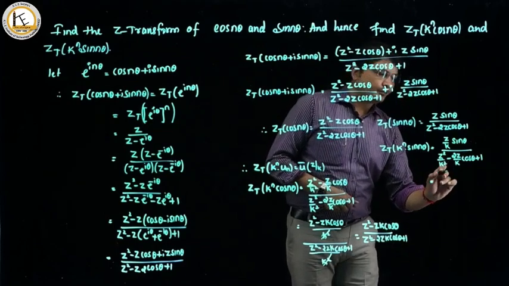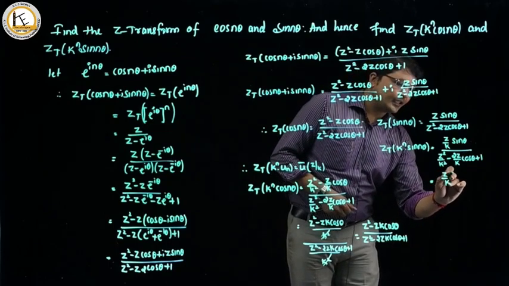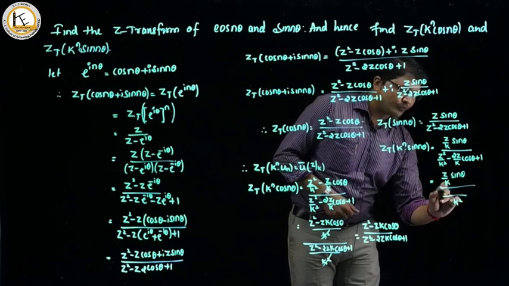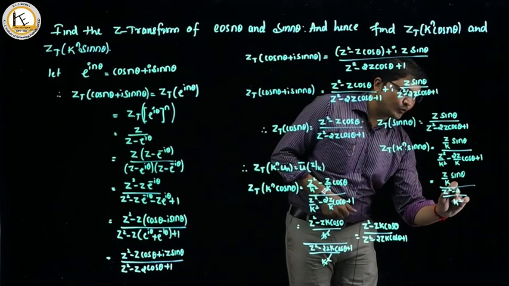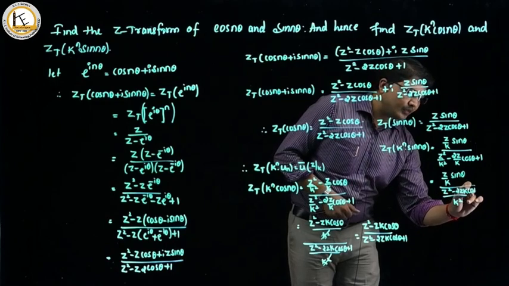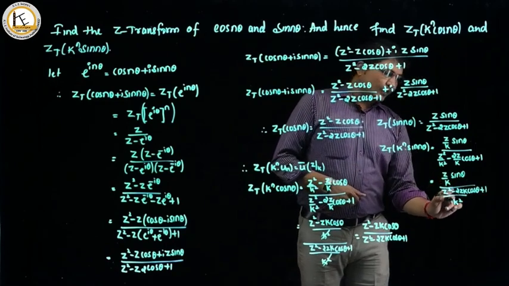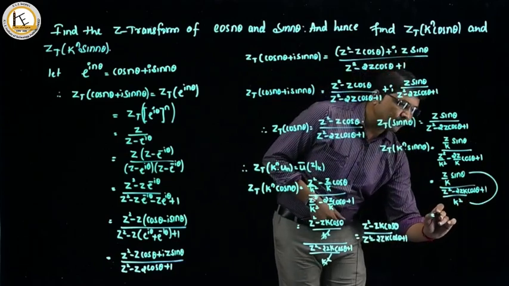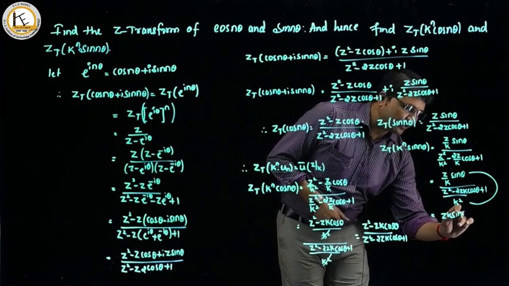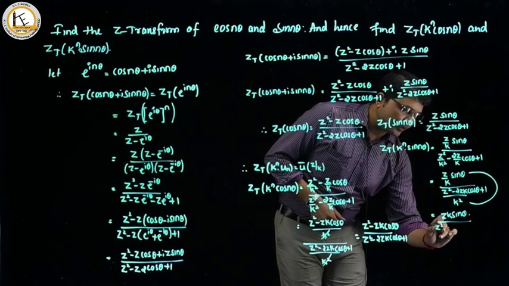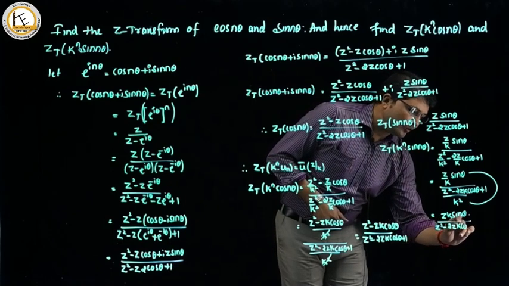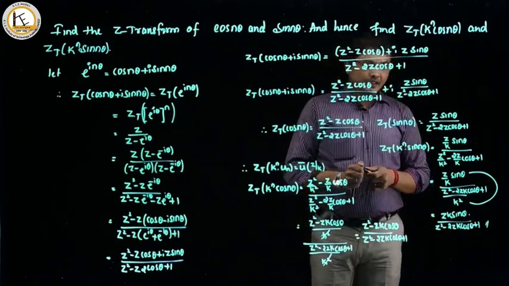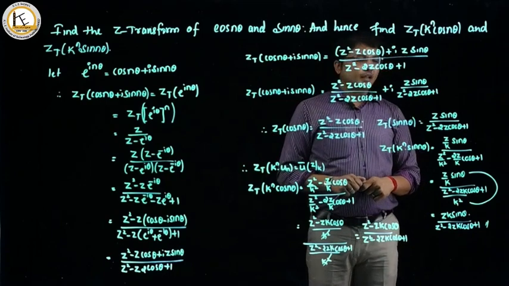Simplifying here, z by k as it is into sin theta divided by, taking the LCM here, obviously the LCM is k square, and here it is z square minus 2zk into cos theta plus 1. One k cancels and one k will remain, that k will come to the numerator. So the answer will be zk into sin theta divided by z square minus 2zk into cos theta plus 1, and hence that is the z transform of k raised to n into sin n theta.